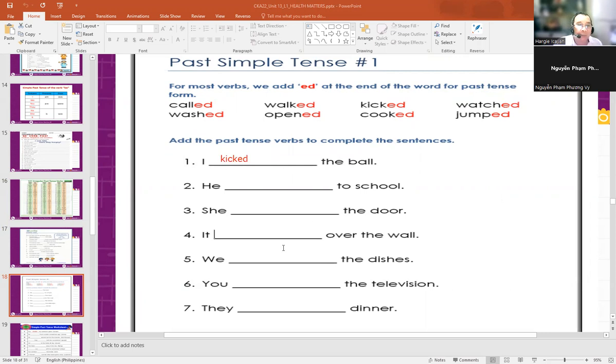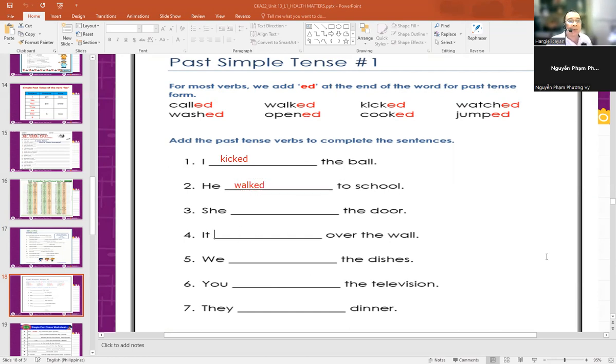Next, what about number two? He blank to school. So what's the correct one? He walked to school. Yes. So it's past tense already, so we have to use walked with an ed in it.